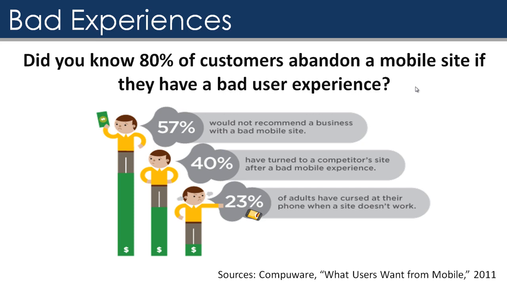Why would they? Unless for some reason the company has a bad mobile site, but it's their friend or something else. Maybe they have a good experience when they actually go there. 40% have turned to a competitor site after a bad mobile experience. Well, that's just logical. Of course, you go somewhere else if the place doesn't load up on your phone. When do you use mobile? You use mobile when you're mobile. So you're looking for something. You're looking for a business.